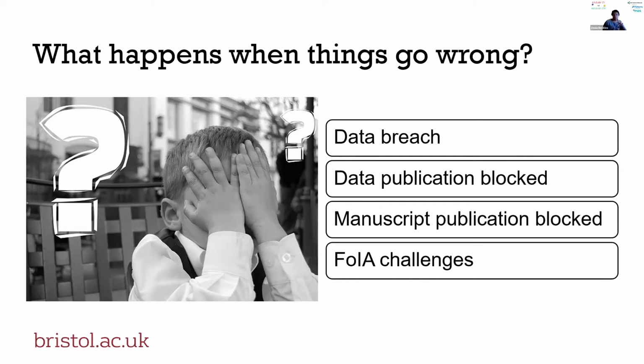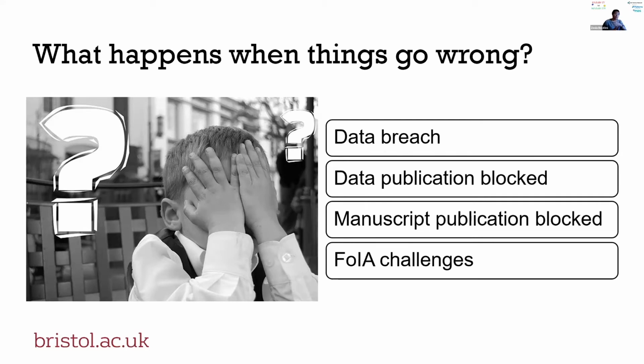On a slightly smaller scale, there can be issues around not being able to publish data when you want to, because consent or whatever issues haven't been addressed beforehand. We can also find that if data can't be published, that can lead to issues with publishing the manuscript.